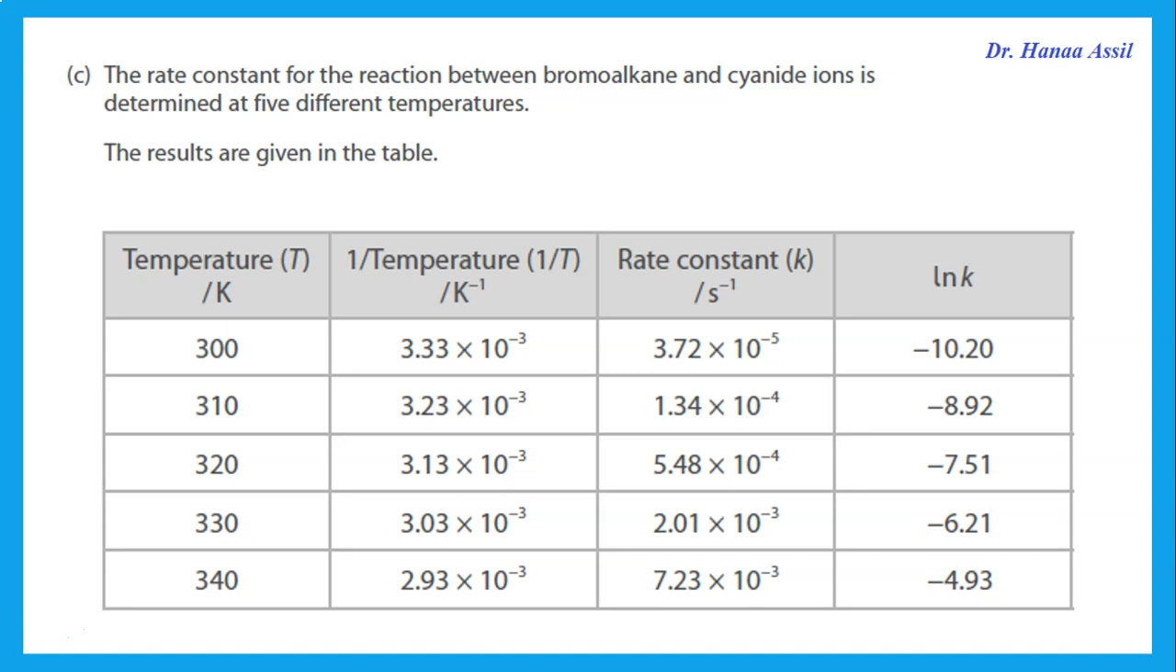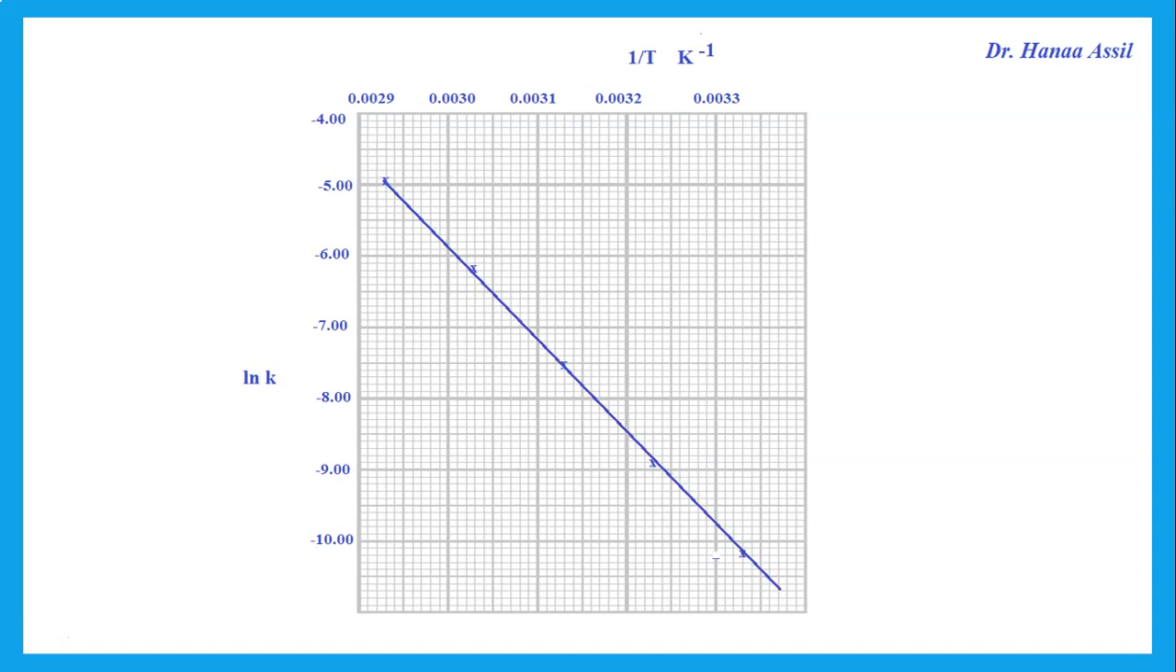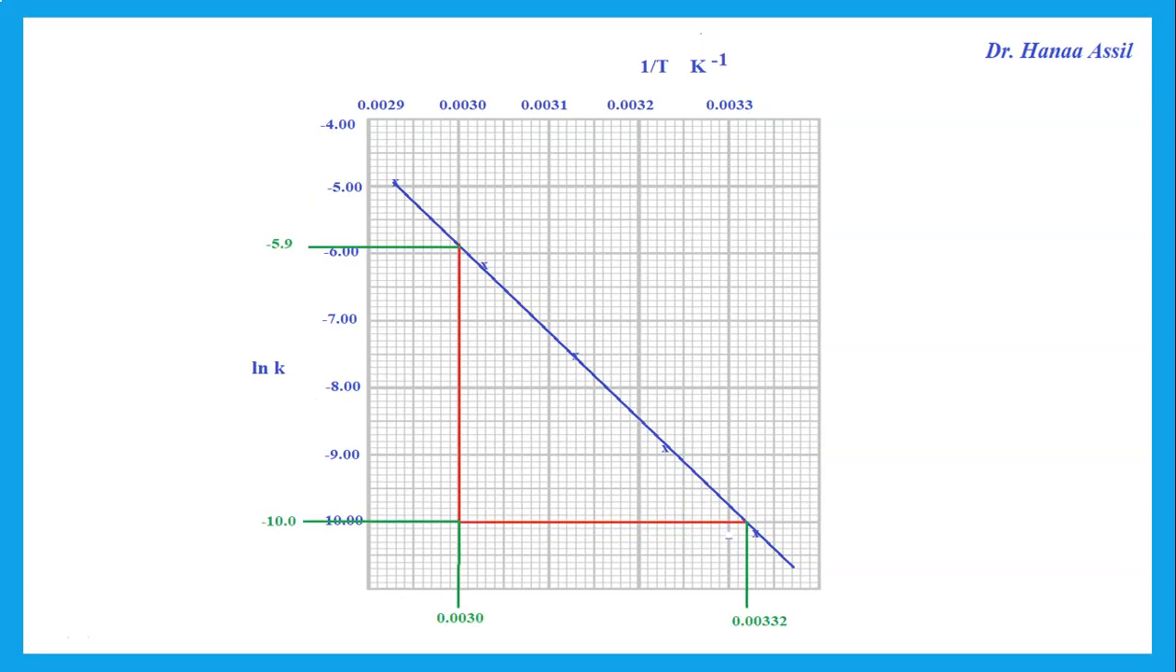The rate constant for the reaction between bromoalkane and cyanide ions is determined at 5 different temperatures. So we have a table and we are required to plot a graph. When we plot the graph, you should realize that from the table, you try to use as much of the graph as possible. Plot the points. So this is a graph of 1/T versus ln k. Then join the points with the best fit straight line.